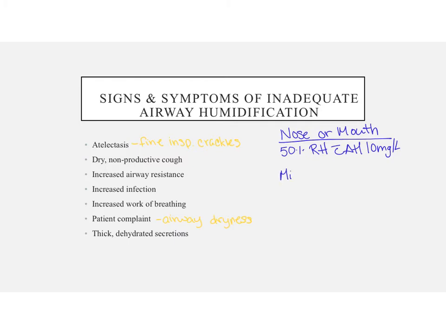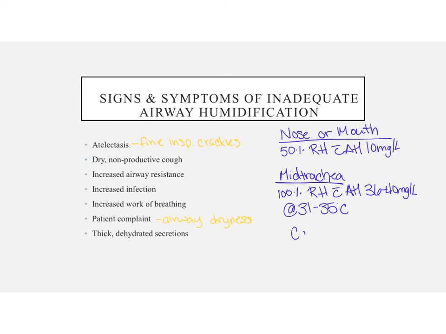If at the mid trachea, so if a patient has a trach, they're going to need 100% relative humidity with an absolute humidity of 36 to 40 milligrams per liter. And that is going to be at 31 to 35 degrees Celsius. Because we're bypassing the upper airway totally, we are going to have to add heat to that. We are going to have to add humidity to that.